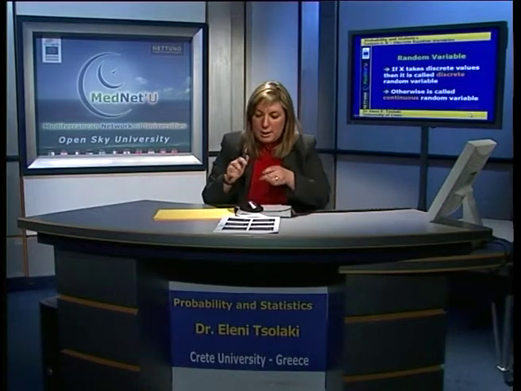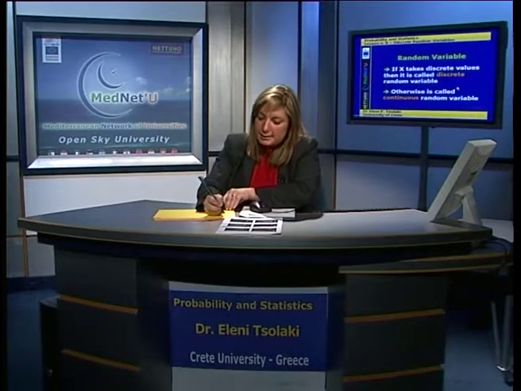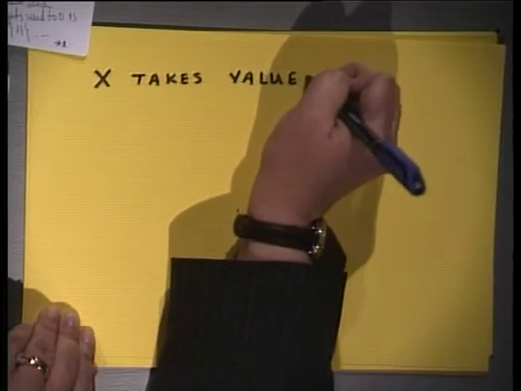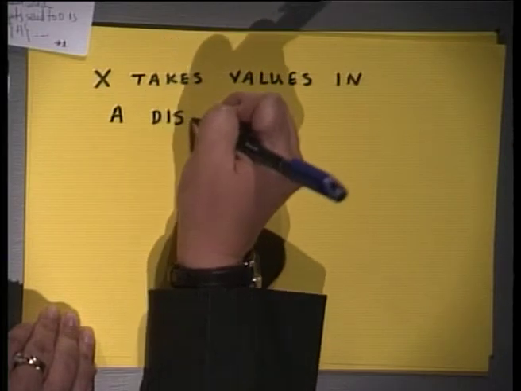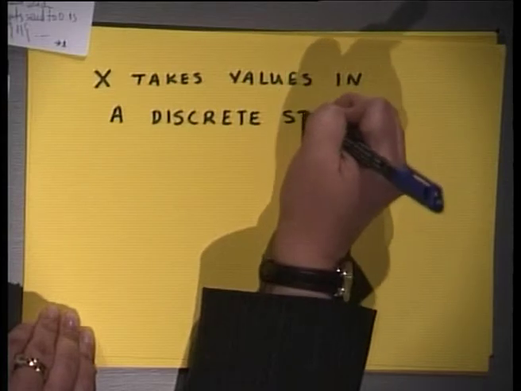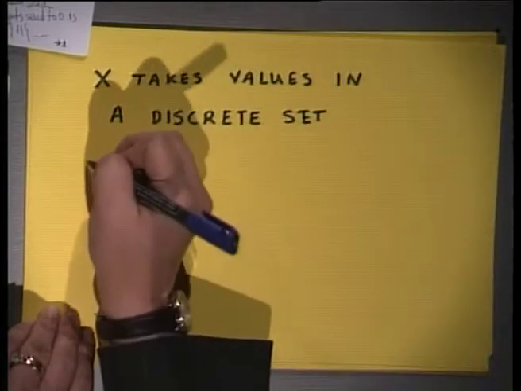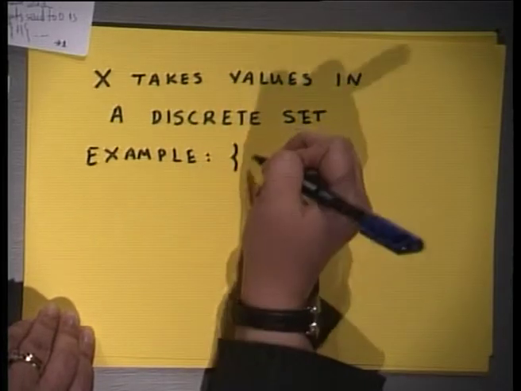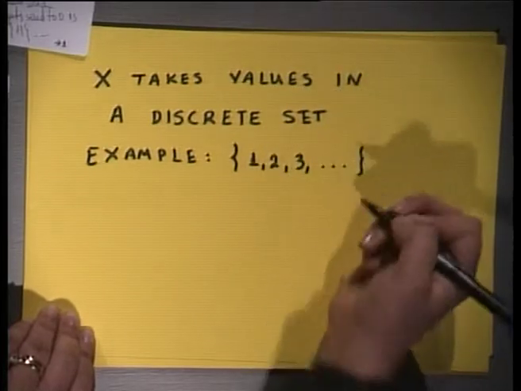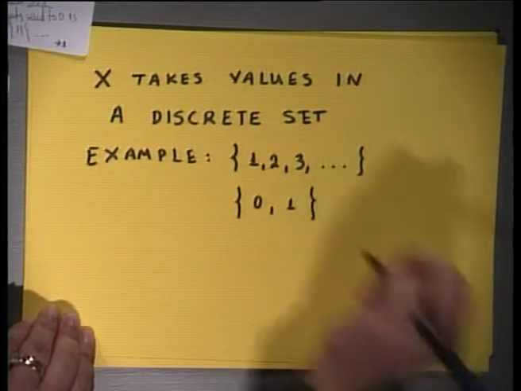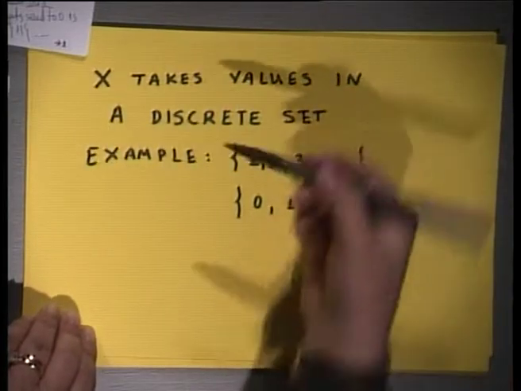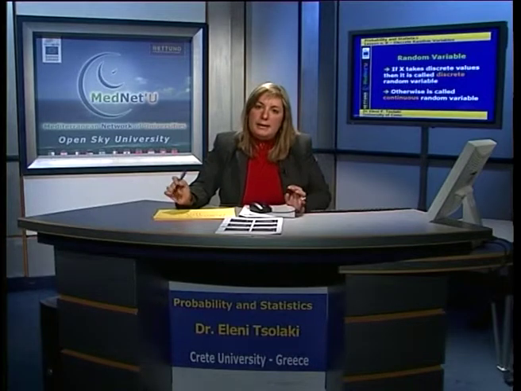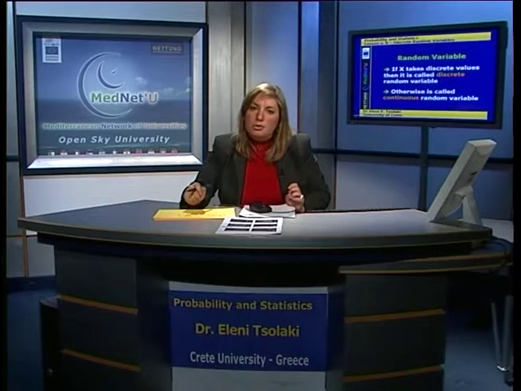What do we mean by that? We mean that x takes values in a discrete set. That means, for example, that the random variable will take values in the set 1, 2, 3, and so on, or takes values 0, 1, and so on. That's the discrete random variable. For this lesson, we are going to work with discrete random variables. In the next lesson, we are going to see what a continuous random variable is.